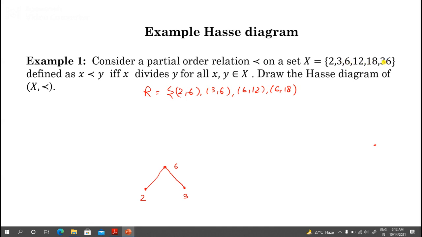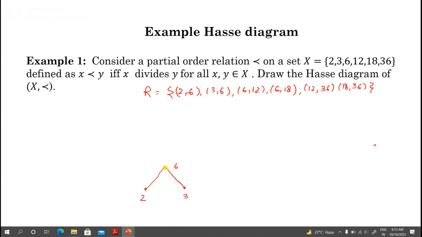Now look at this 36. What about 36? 18 divides 36, and no element is there between 18 and 36, so 36 is a cover of 18. Now check 12 also. 12 divides 36. 18 is there between 12 and 36, but 12 does not divide 18. It means 36 is the immediate successor of 12 also. So 36 is a cover of 12 as well as 36 is a cover of 18. So in this way you can write this covering relation.